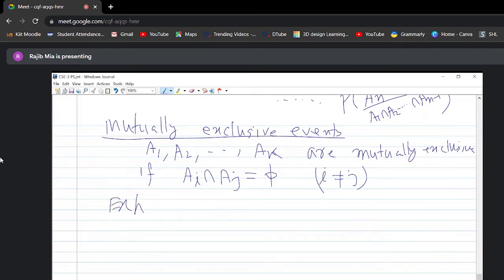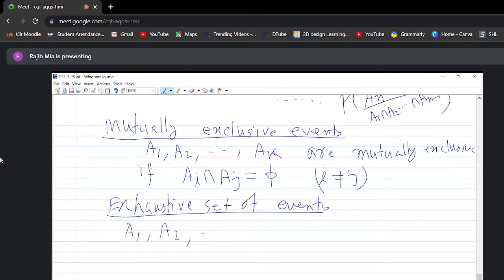Then exhaustive events. These k events, A1, A2 up to AK, are said to be a set of exhaustive events if we find their union, and if it is S, then we say that they are an exhaustive set of events, that is A1, A2, up to AK.